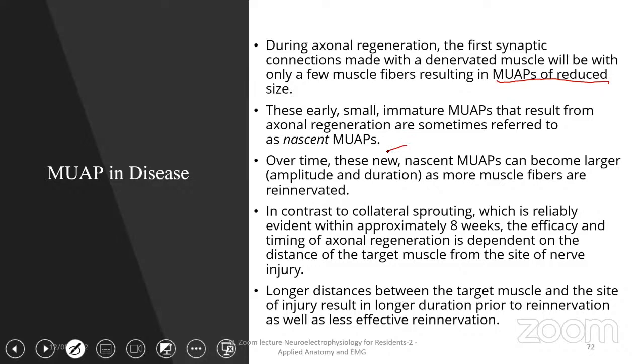Early, small, immature MUAPs that result from axonal regeneration are sometimes called nascent MUAPs. Over time, these nascent MUAPs can become larger as more muscle fibers are reinnervated. In contrast to collateral sprouting, which is usually evident within approximately 8 weeks, the efficacy and timing of axonal regeneration is dependent on the distance of the target muscle from the site of nerve injury. So longer distances between the target muscle and the site of injury result in longer duration prior to reinnervation as well as less effective reinnervation. So in this slide, we learned about nascent MUAPs.